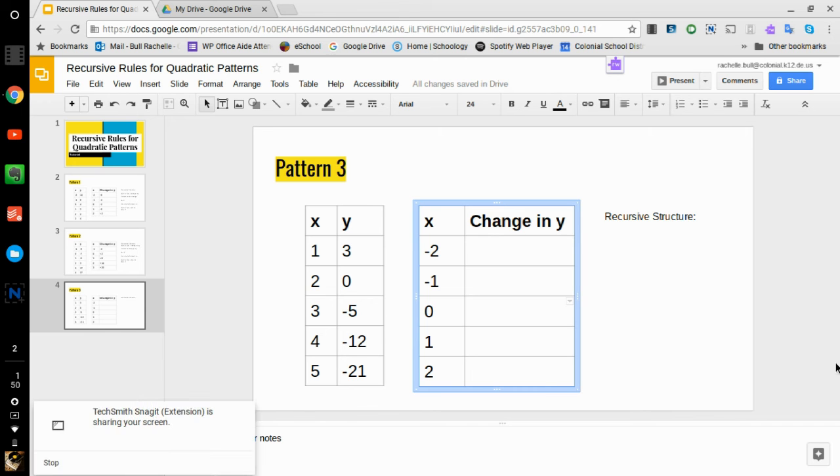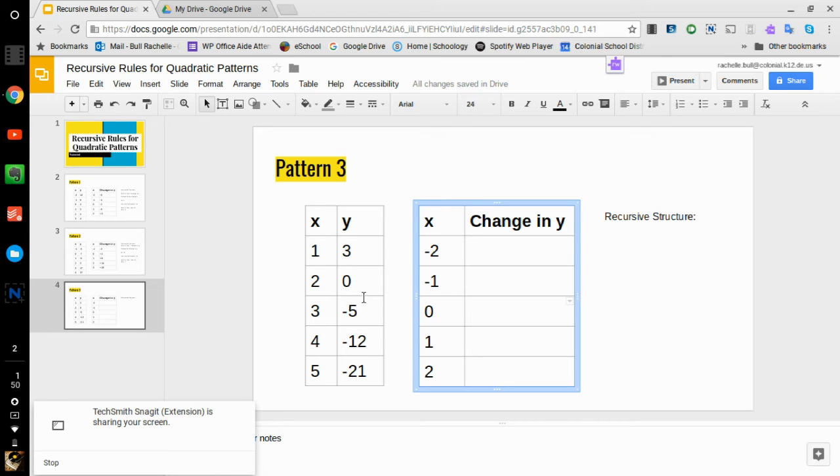All right, it's time for pattern 3. Pattern 3 is a little different. Pattern 1 and 2, we're starting in the negatives. This one starts all positive. So we are going up by 1 again on the x. And once again, the y is looking a little funny, but it's all going the same direction this time.